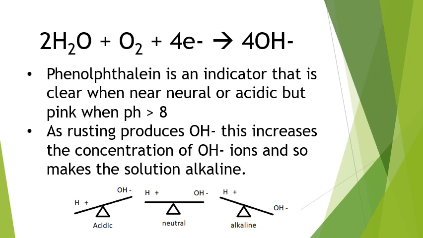Now here's a little diagram that you're going to see in future topics about acids and alkalis. When something is acidic, there are more H pluses than OH minus. When something is neutral, that means there is a balance of H plus and OH minus concentration, and this is the situation we're talking about just now. So we had originally the water, which was neutral, but during rusting, OH minus was being produced, and so the solution became more alkaline, causing the phenolphthalein to change from clear to pink.